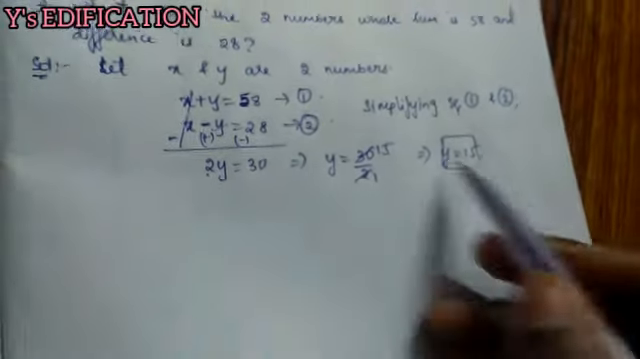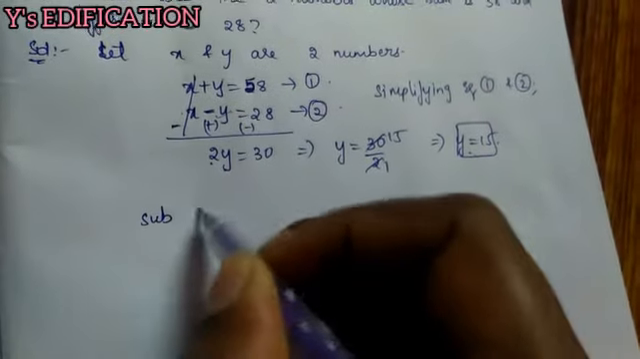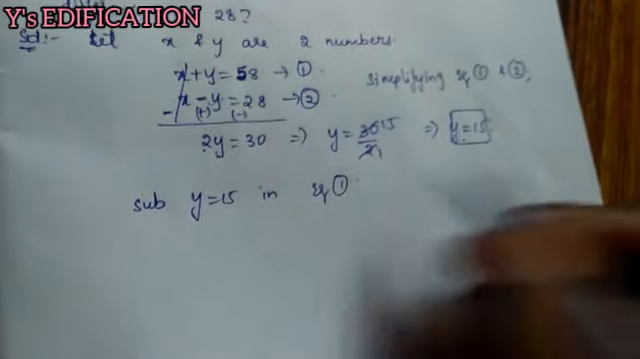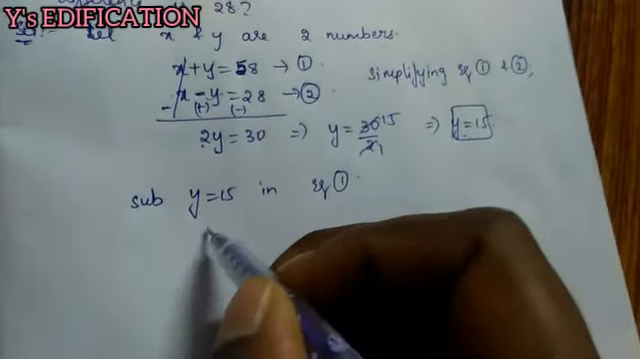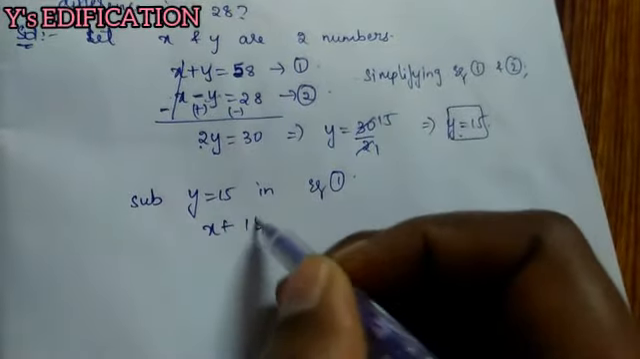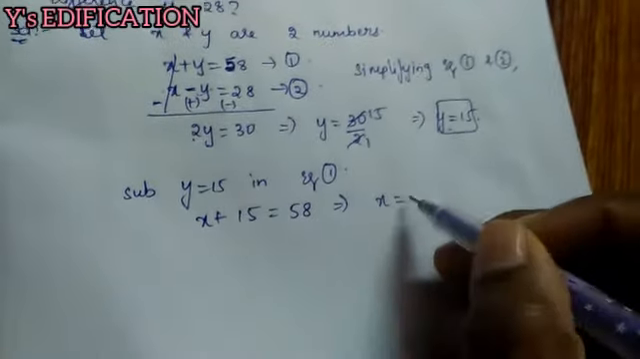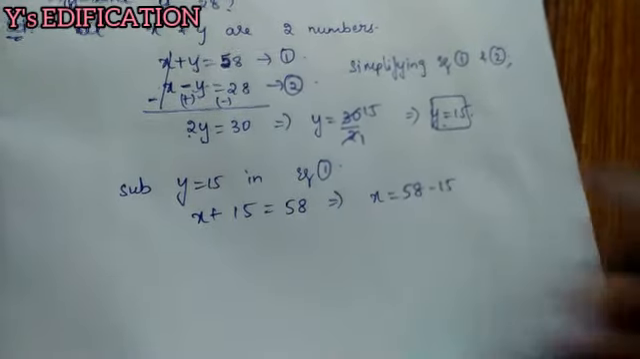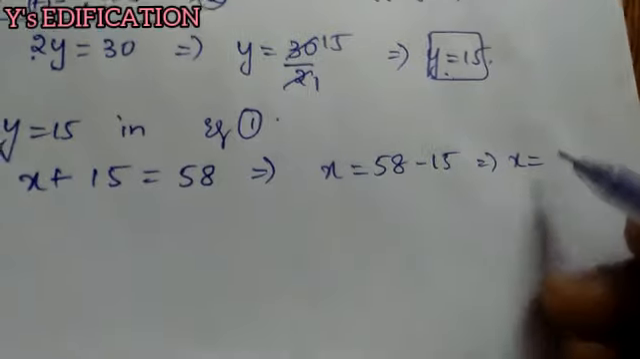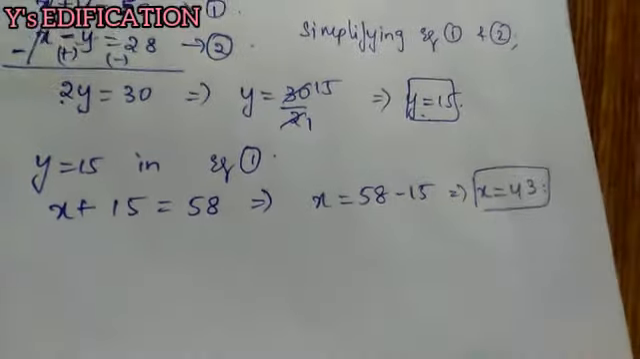I want the x value now. So what do I have to do? Substitute y is equal to 15 either in equation 1 or 2. I am going to substitute in equation 1. x plus, in place of y I am going to write 15, is equal to 58. I want the x value, so I will transpose this 15 to the RHS. So what is 58 minus 15? 43. So my x value is 43 and y value is 15.